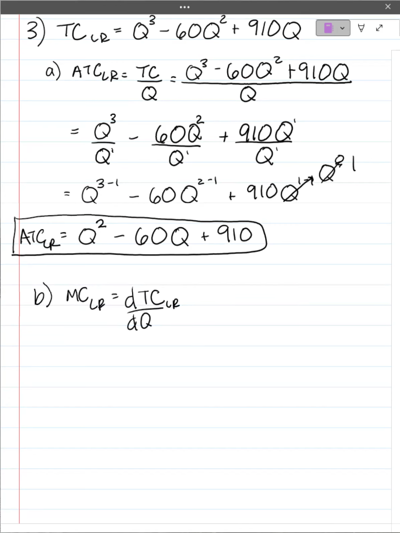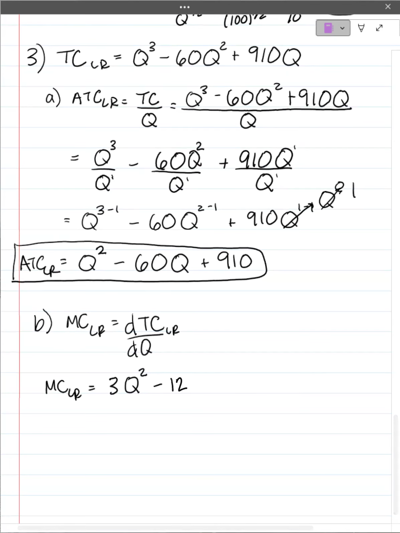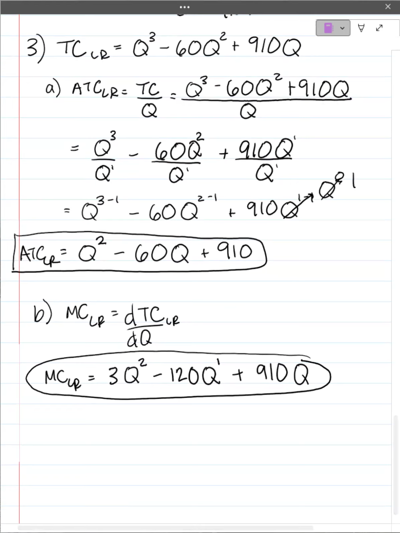So our first term is Q cubed. We're going to apply the power rule. So we'll have our marginal cost in the long run will be equal to 3 times quantity squared. So we subtract 1 from that exponent. And then in our next term, we're going to use the power rule again. So we'll have minus 2 times 60, which will be 120, times quantity to the 1 power, right after we subtract 1 from that exponent. And then finally, our last term will have that 1 exponent on quantity times 910. So that'll give us 910 times quantity. Okay. And that will be our marginal cost for Frye Supply in the long run.